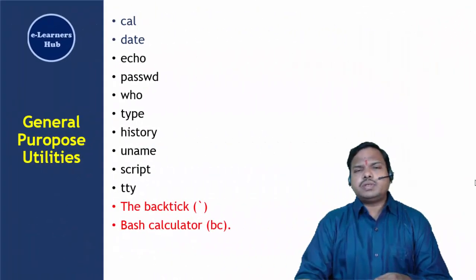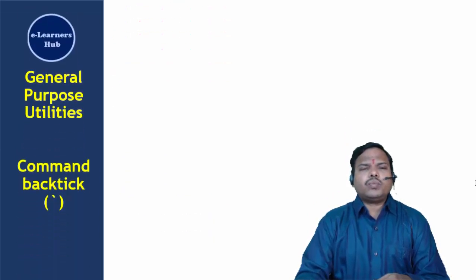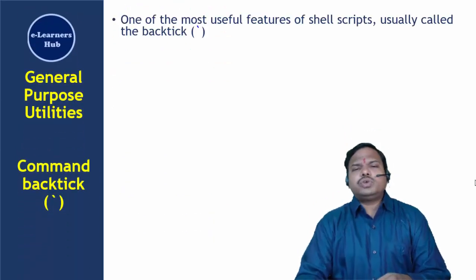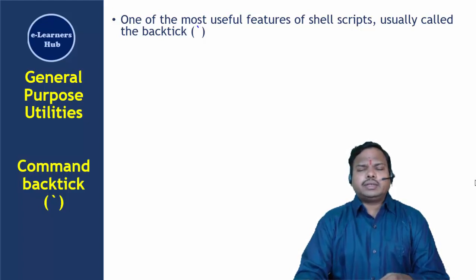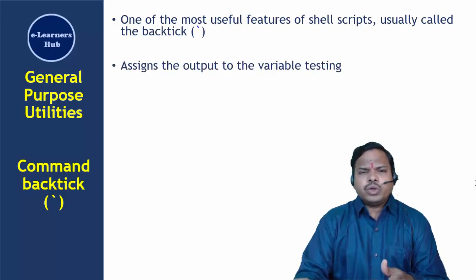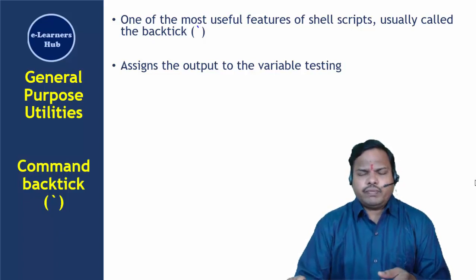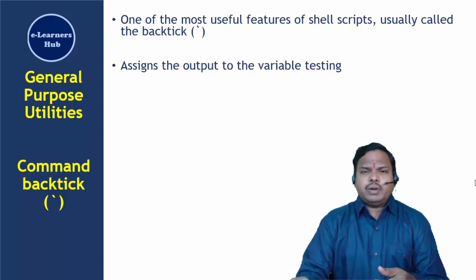In this video we will see basic utilities like the backtick. The backtick is one of the most useful features in Linux. It can be used in shell scripts when we want to store the output of some command into some variable. This is where the backtick helps us a lot. You can assign the output of a command to a variable using backtick.